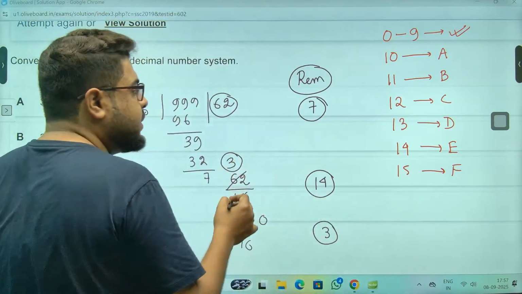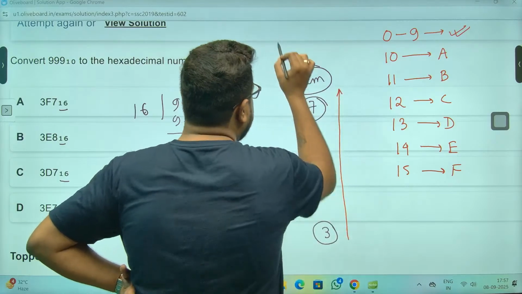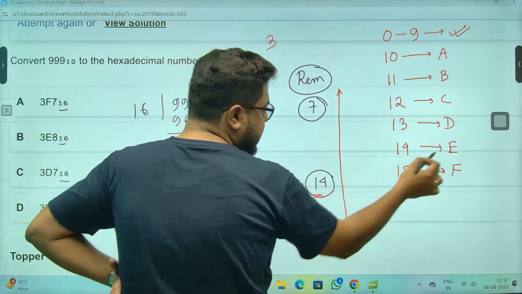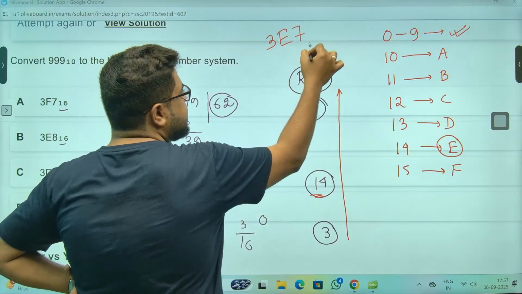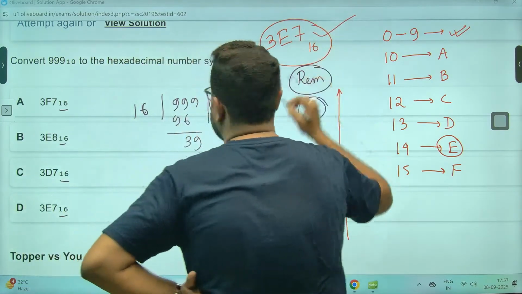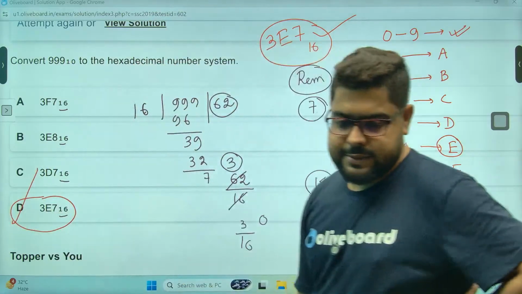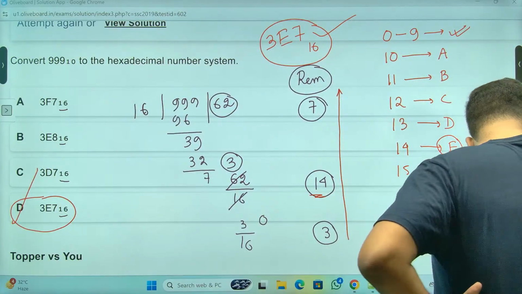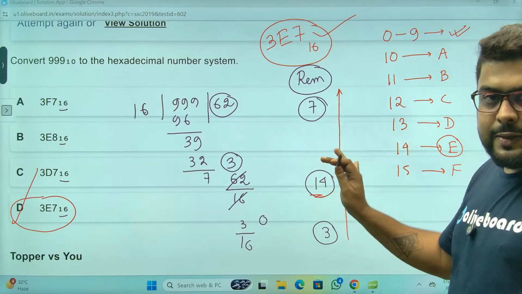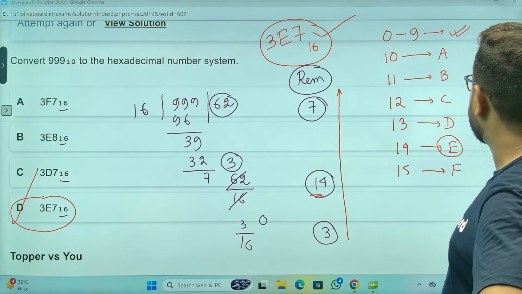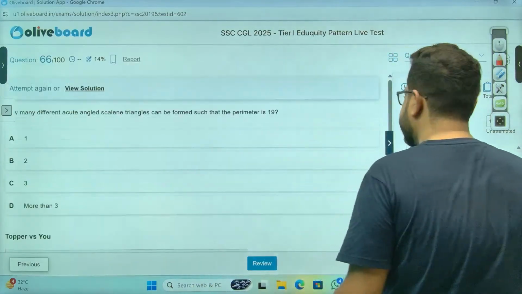So my answer will be, sir, always in opposite order. So 3, 14 means E, and 7, base 16. Look at the options: 3E7 base 16, option D, sir. That's the answer. Clear, everyone? Absolutely clear. So this is how you figure out or convert into hexadecimal.